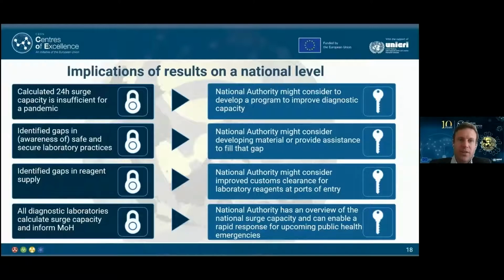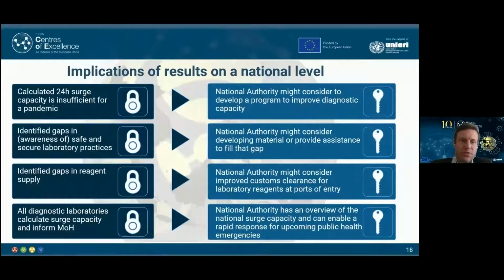When there are gaps identified in the awareness of safe and secure laboratory practices, the national authority might consider developing material or providing assistance to fill that gap. So it can be a national training program with a conference, or it can be other forms of support. Identify gaps in reagent supply. Then a national authority might consider improving customs clearance for laboratory reagents at the port of entry, or decide to have a national procurement of essential reagents.